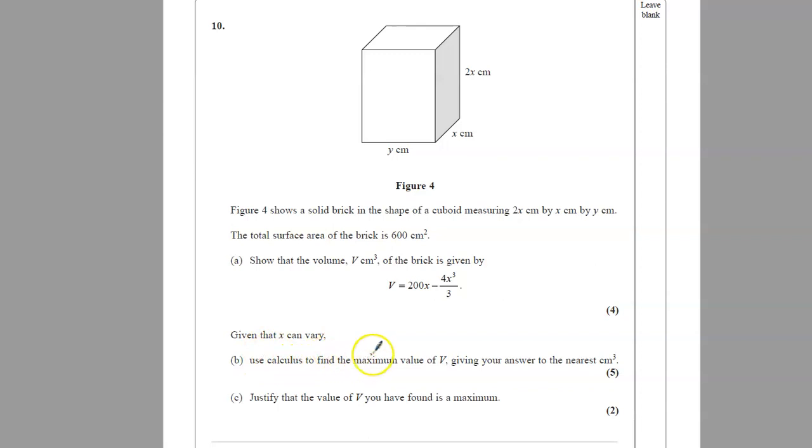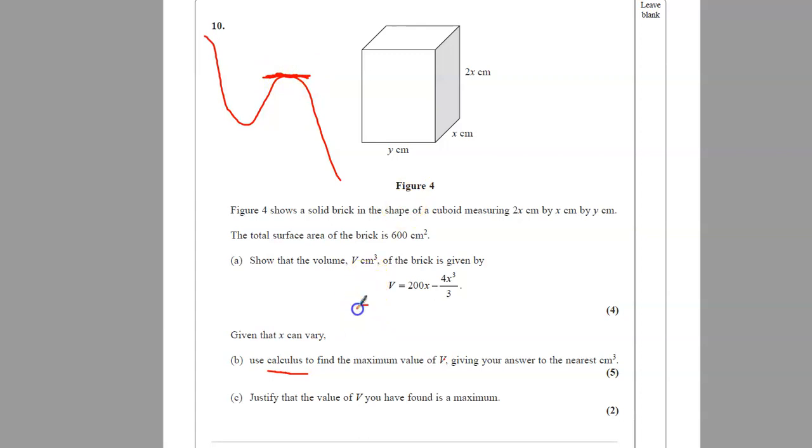Use calculus to find the maximum value of V. Well, it's a cubic, so a cubic is going to look like this. It's actually a negative on the cubic bit, so it's actually going to look like this. And the maximum is this bit here. A turning point, or stationary point, is where the gradient equals 0. So use calculus, differentiation, to find the maximum value when the gradient equals 0.